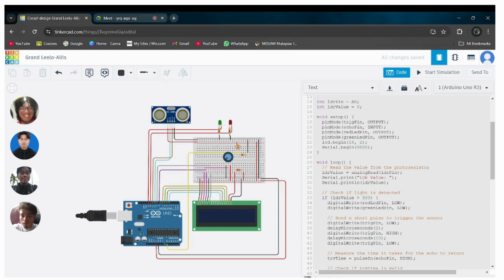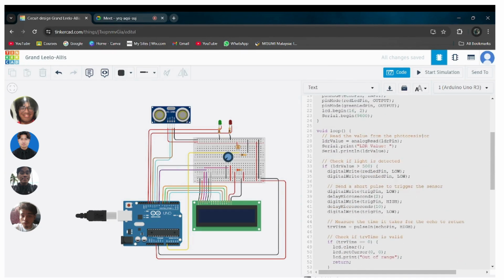We define that the trigger pin is as the output for this circuit, and then the echo pin as the input. This act as the receiver from the ultrasonic sensor to the Arduino. And then both of the LED we use for the output.